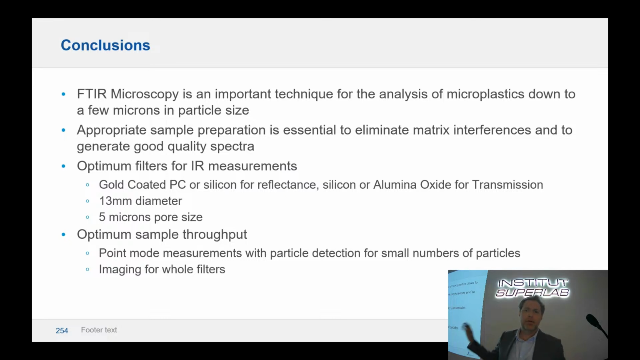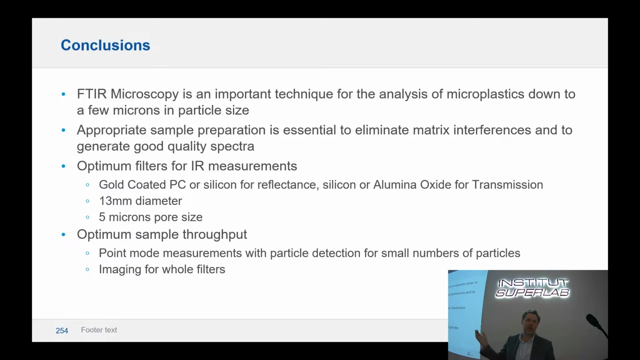To summarize, FTIR microscopy is an important technique for looking at particles from a few microns in size. I often get asked, what size can you go down to? In theory, you can get down to 5 microns. In reality, it's more like 10 microns for FTIR microscopes for really good data. You can do 5 microns.